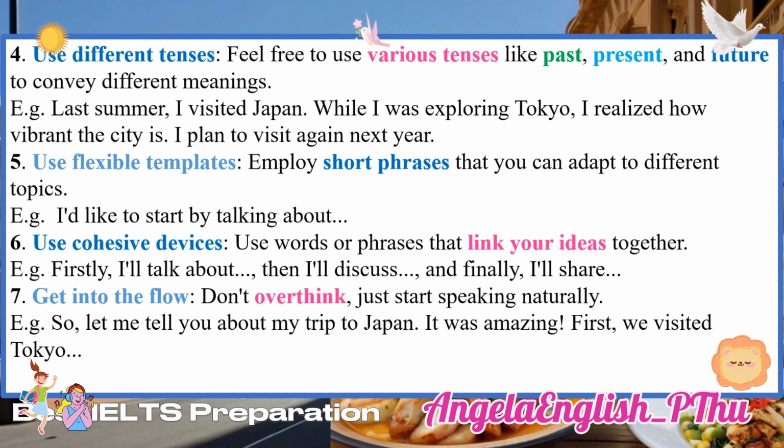6. Use cohesive devices. Use words or phrases that link your ideas together. For example, firstly, I'll talk about, then I'll discuss, and finally, I'll share. 7. Get into the flow. Don't overthink, just start speaking naturally. For example, so let me tell you about my trip to Japan. It was amazing. First, we visited Tokyo.